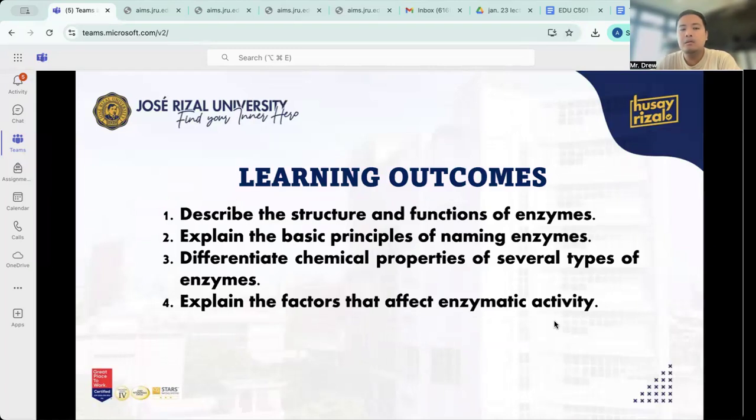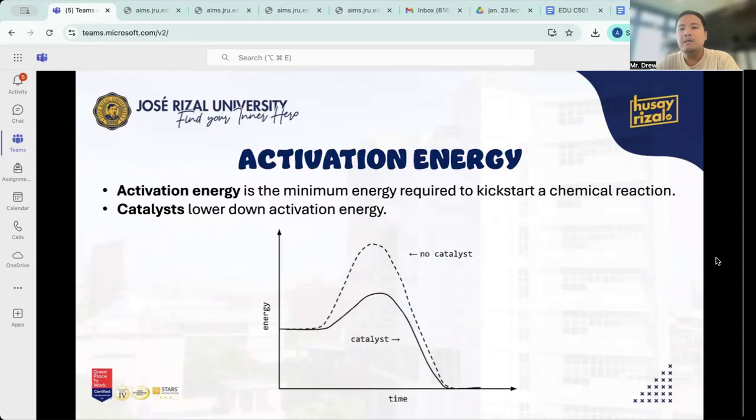So the learning outcomes should be: number one, describe the structure and functions of enzymes. Second, explain the basic principles of naming enzymes. Third, differentiate chemical properties of several types of enzymes. And fourth, explain the factors that affect enzymatic activity.